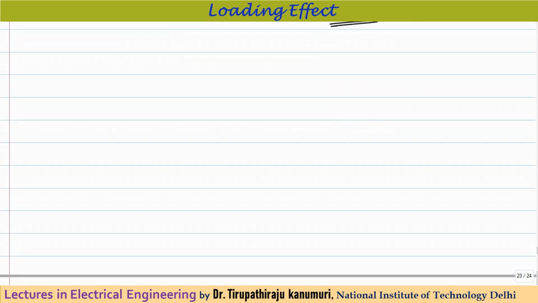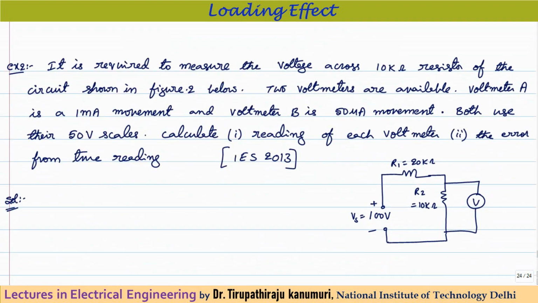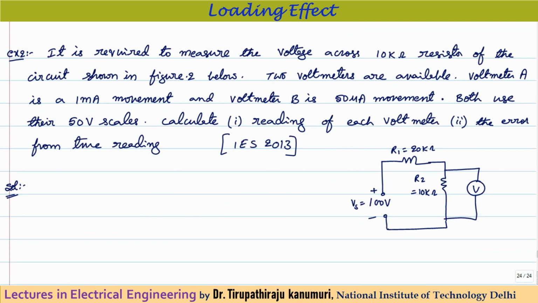So in order to understand this concept, another numerical is given, from IES 2013. Let us discuss it so that it will be completely clear to you how the resistance or the current drawn by the voltmeter affects the true value or the measured value. It is required to measure the voltage across a 10 kilo ohms resistor of the circuit shown in figure number 2 below.